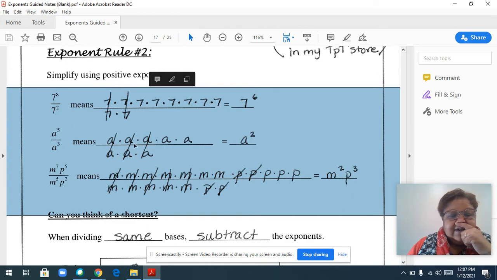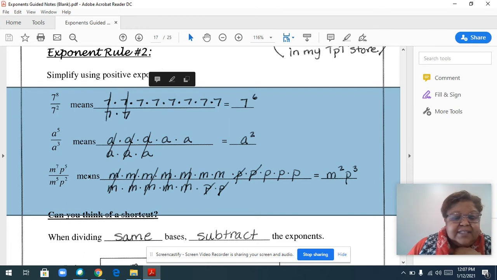A to the 5th power, I have 5 A's up here, divided by A to the 3rd power, I have 3 A's down here. These 3 resolve to 1. I'm left with 2. Now, when we have more than one base, we have m to the 7th power, p to the 5th power, divided by m to the 5th power times p to the 2nd power. We keep the m's with the m's and the p's with the p's. So keep the like bases, because the whole point of this is to divide same bases.